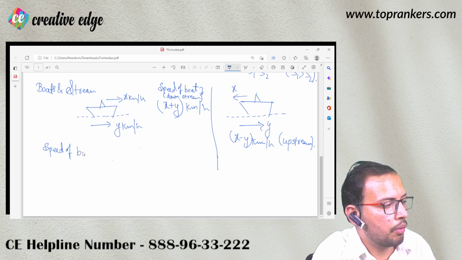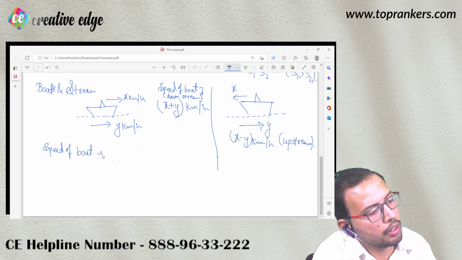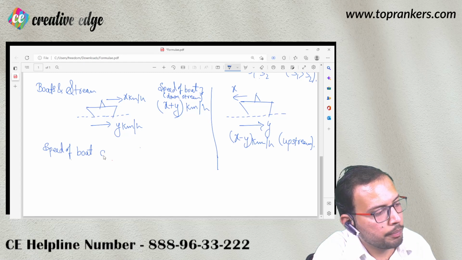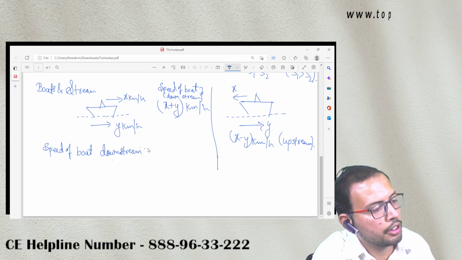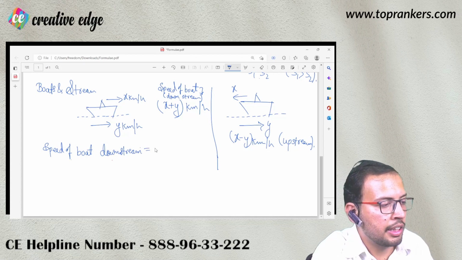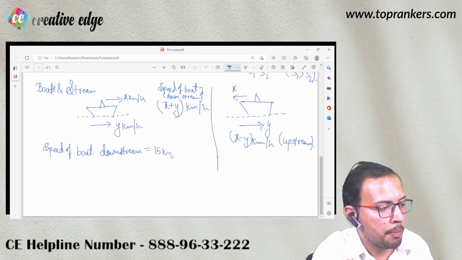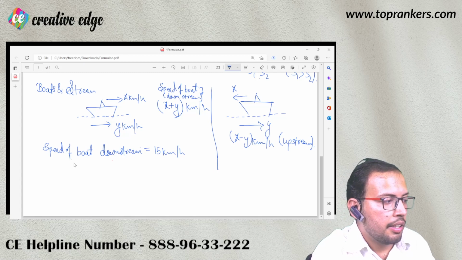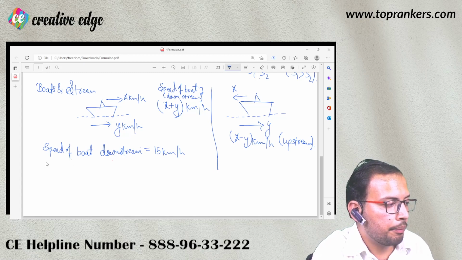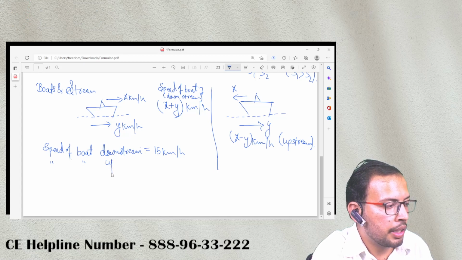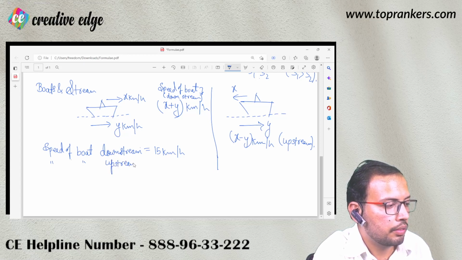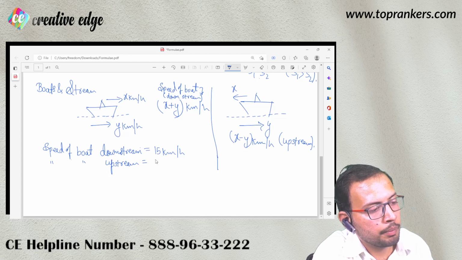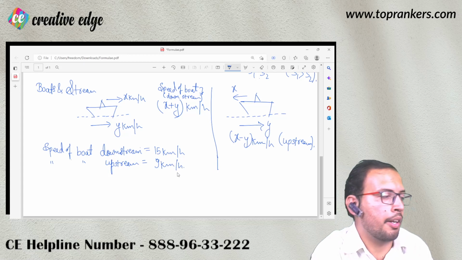Speed of boat downstream, speed of boat downstream आपको जो given है, let us say 15 किलोमीटर पर आवर, and let us say and speed of boat upstream आपको जो दी है, वो आपको दी है 9 किलोमीटर पर आवर.